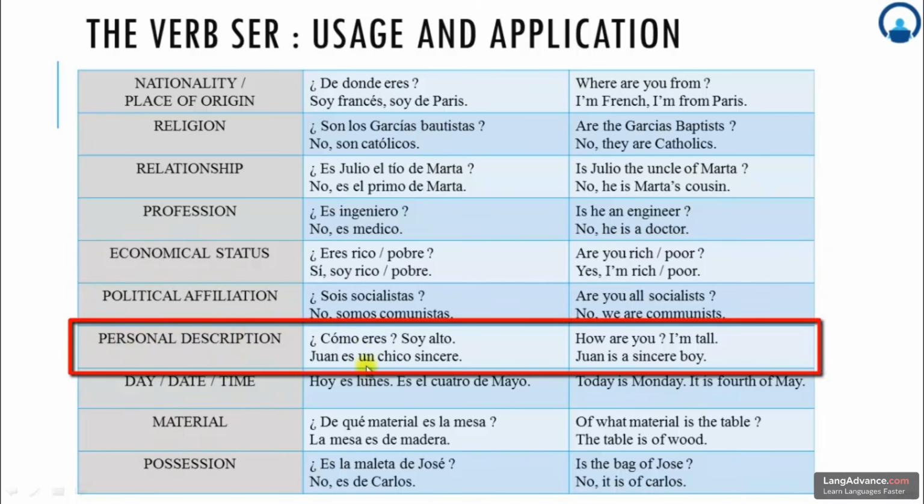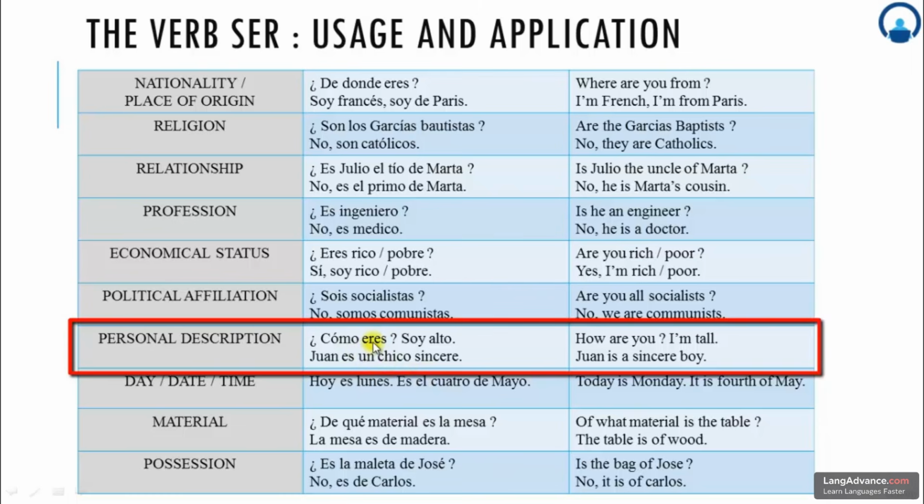Personal description, as I said, if you are asked how are you using the verb ser, then you have to say about your description, how you look, how you are, and you don't have to answer about your status, that I'm fine or I'm sick. No, that's not the answer, because I'm asking you about the fixed state of yours. If I say that I am fine or I am tired or I am sick, those are not the fixed states. I am asking you como eres.